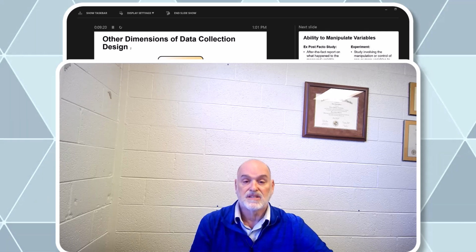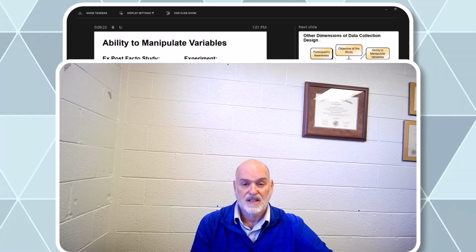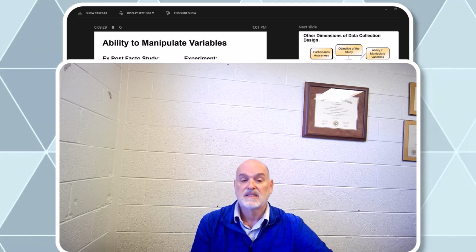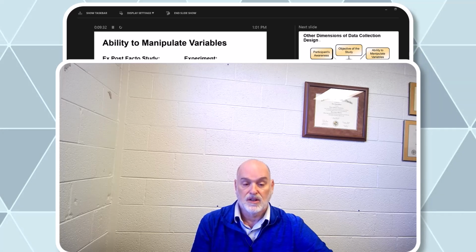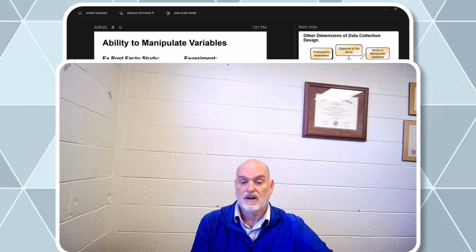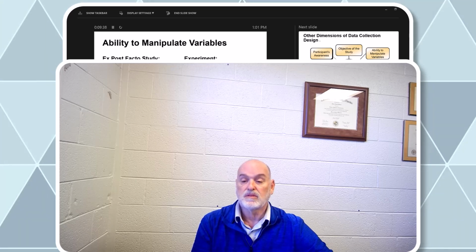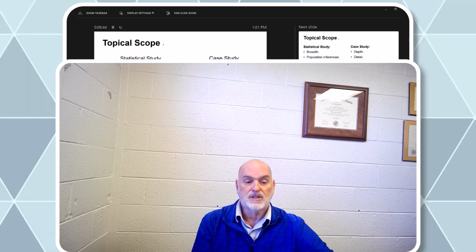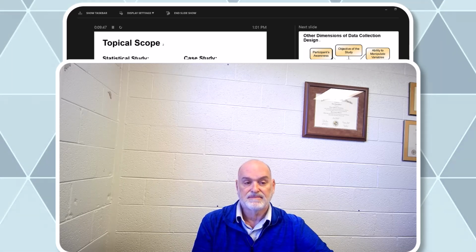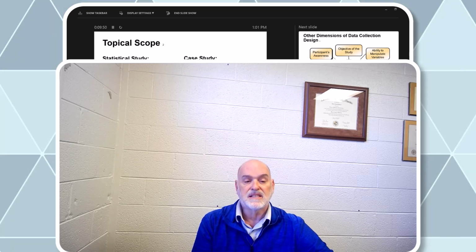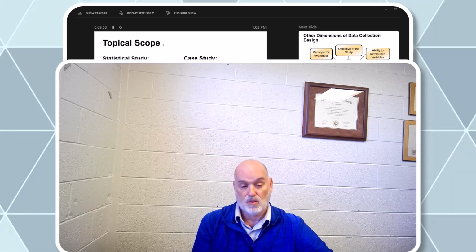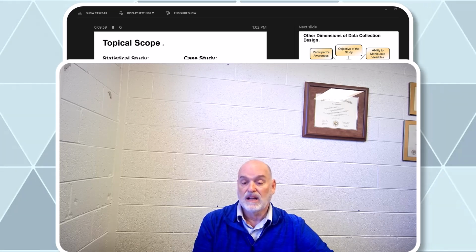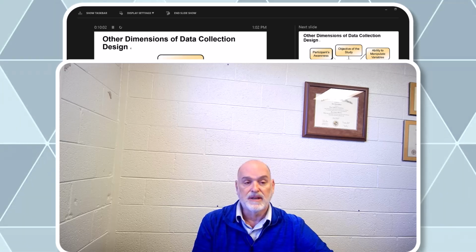Here are some other dimensions of data collection design. Ability to manipulate variables: ex post facto study, after the fact, report on what happened to the measured variable, no manipulation possible. Experiment, a study involving the manipulation or control of one or more variables to determine the effect on another variable. Topical scope, statistical study, case study. Statistical: breadth, population inferences, quantitative, generalizable findings. Case study: depth, detail, qualitative, and multiple sources of information.